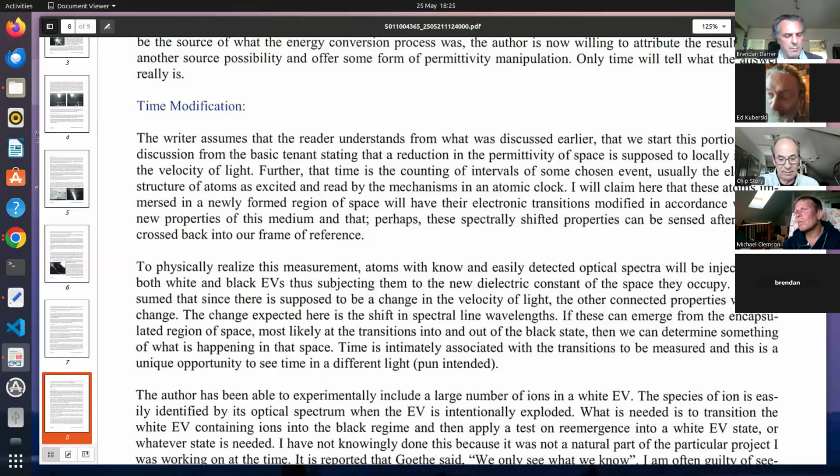I'm looking at that under time modification, the bottom of the second paragraph. Right now, time is intimately associated with the transition to be measured, and this is a unique opportunity to see time in a different light, pun intended. So I would offer my gut feel right now, and this is completely shooting from the hip. I believe you're looking at a time slip fracture in a black EV. That's exactly why you don't see it. You just slipped it right out of our time realm. Well, that's what it seems like.